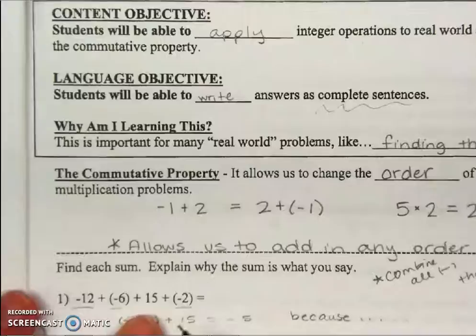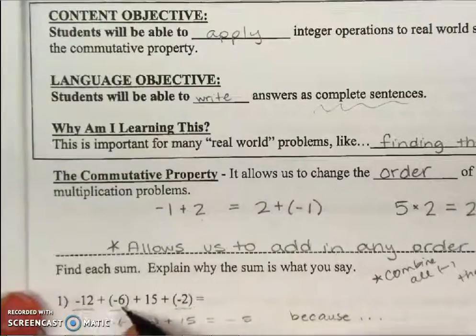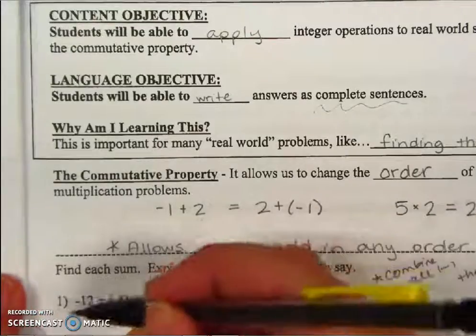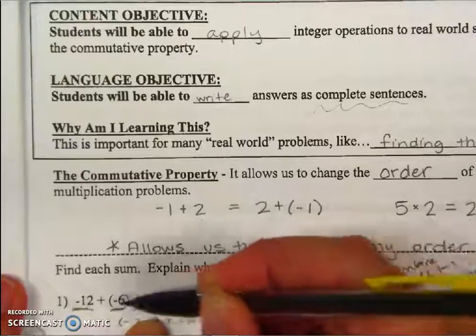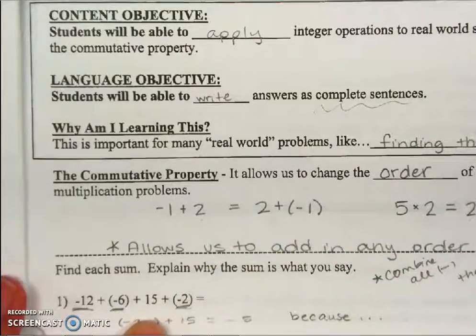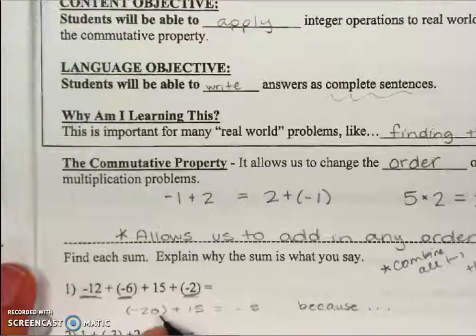So in number 1, we see -12, -6, +15, and -2. So if we combine all these negatives together first, we know they're all the same sign, so we can add all those together because they're all going the same direction, and then we can think about the positives. So -12 and -6 together would be -18, and -18 plus 2 more negatives would be -20. And so we can write all of those negatives together as -20 and then add the 15.